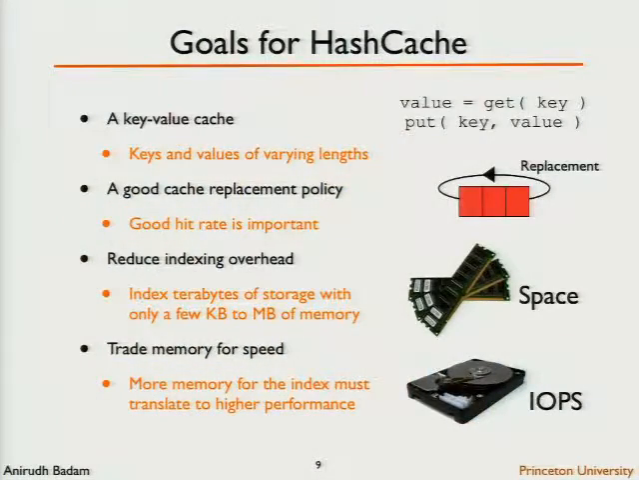So the first system, as I said, is going to be a purely DRAM and disk talk, which is trying to address these growing gaps and trying to reduce the size of the indexes itself, so that with a limited amount of DRAM, with just a few kilobytes or megabytes of DRAM, you can index terabytes of hard drive. So these are the high-level goals for HashCache.